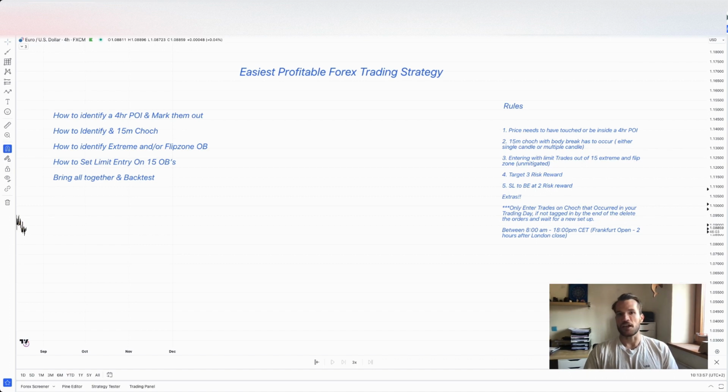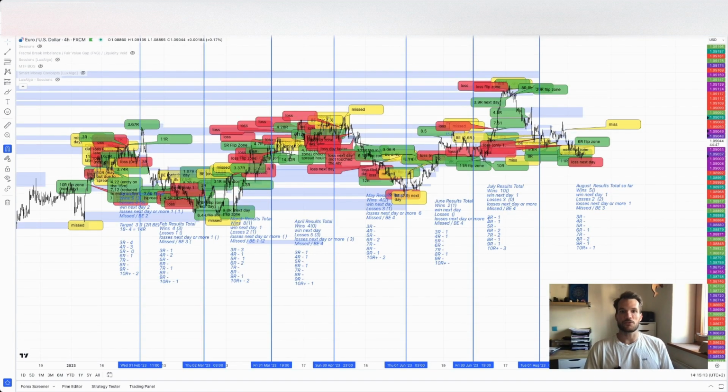Okay, so what I want to get into straight away is show you the basics of this strategy, and then I'm going to go through how to identify 4-hour points of interest and mark them out, how to identify and mark out 15-minute CHOCH inside these areas, how to identify the extreme and flip zone order blocks after the 15-minute CHOCH, how to set your limits on the 15-minute order blocks that you've just identified, and then we're going to bring it all together. I'm going to show you some backtesting and go through it so you can see it play out in real time.